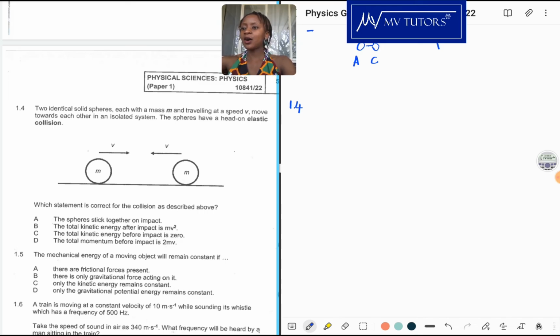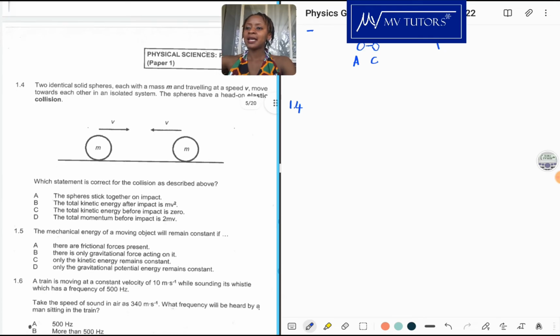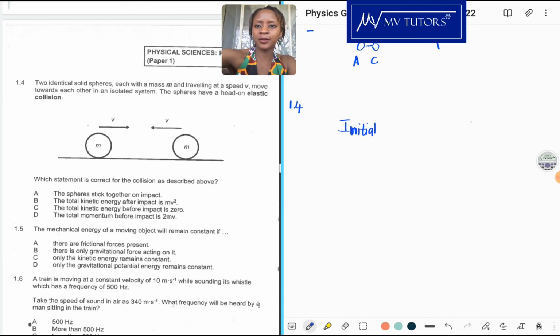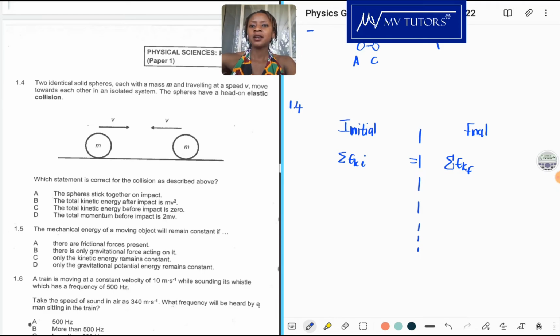Now, which statement is correct for the collision as described above? So what will happen? You have your initial phase, and then you have final. Initially, the sum of kinetic energy initial is equal to the sum of kinetic energy final. We don't really have information about what happens at the end. Do they stick together? Do they go apart afterwards? We don't know. But we know what happens initially.